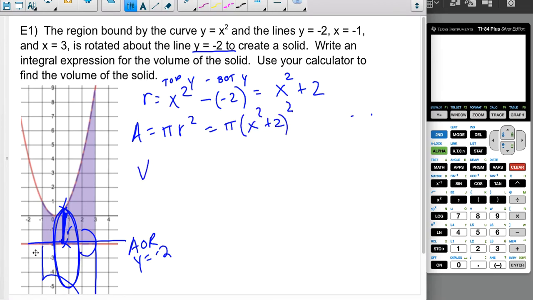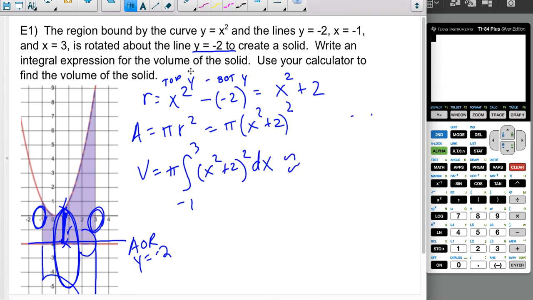And so the volume is going to be from the first disk, which is at x is -1, to the last disk, which is at x is 3. So I'm going to integrate pi times the integral from -1 to 3 of this x squared plus 2 quantity squared with respect to x. And because I say that you're allowed to use your calculator to solve it, you can go ahead and type that in and get the answer, right?